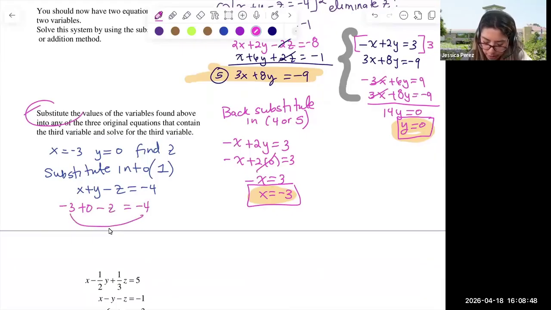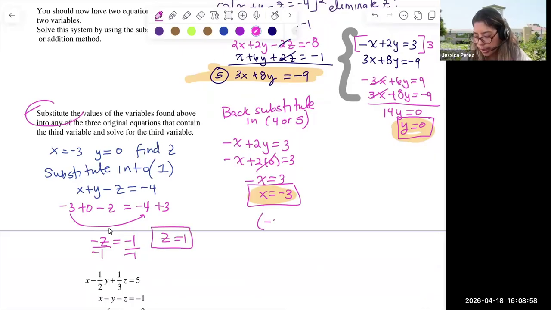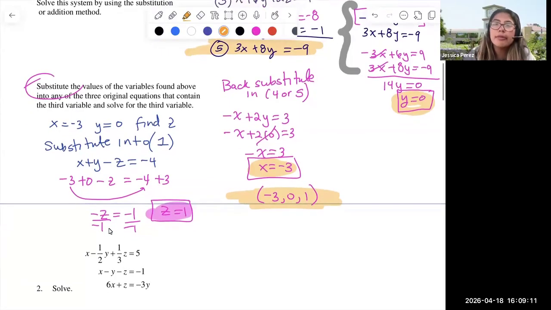Then bring the 3 over by adding, and I get negative z is equal to negative 1. Then divide both sides by negative 1, and I get z equals 1. So my solution, my ordered triple, is negative 3, comma 0, comma 1. And that is the first way I want to solve my system of 3 equations and 3 unknowns.